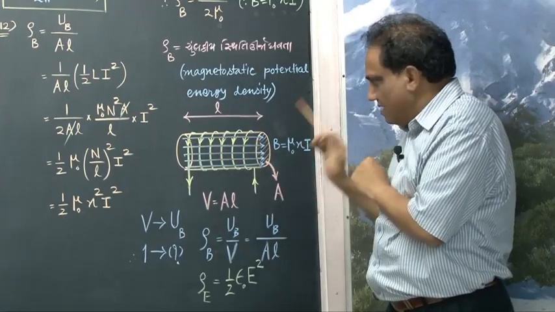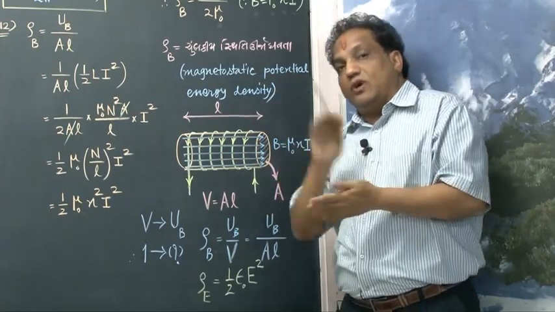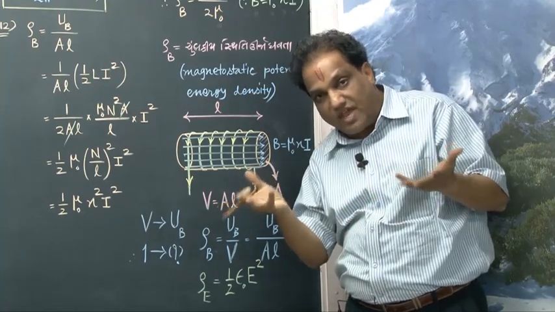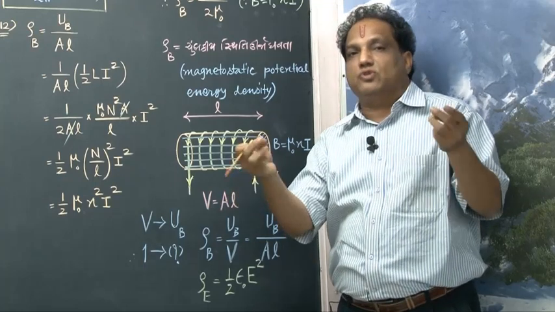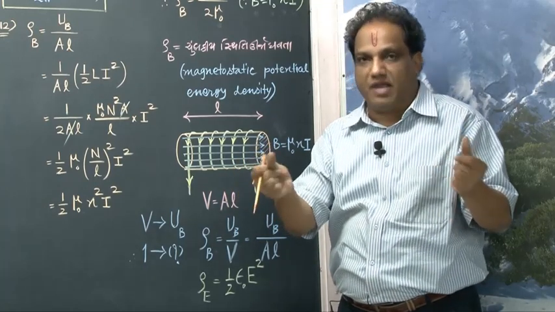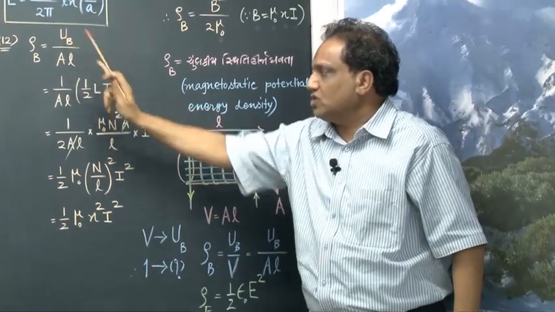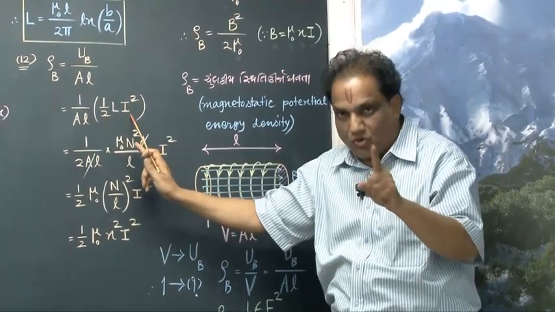Now in this magnetic field, as we studied in the earlier part of this chapter, there is a storage of energy called magnetostatic potential energy. And what was that? U_B equals 1 by 2 L i square.